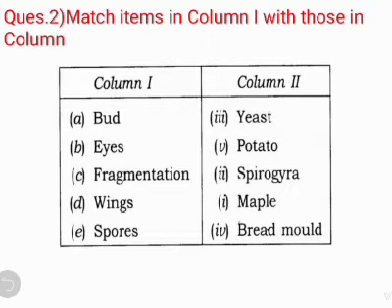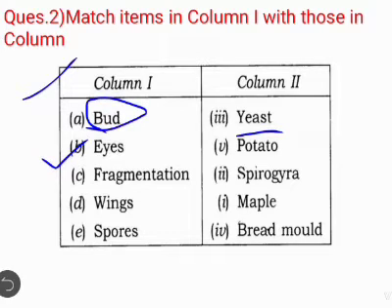And the second question was: match column 1 and 2. So this is the answer. Buds are related to which one? Yeast reproduces by budding. Yeast is an example of an organism that can reproduce by budding. Eyes are related to potato. In vegetative propagation, potatoes are reproduced with the help of eyes or nodes.